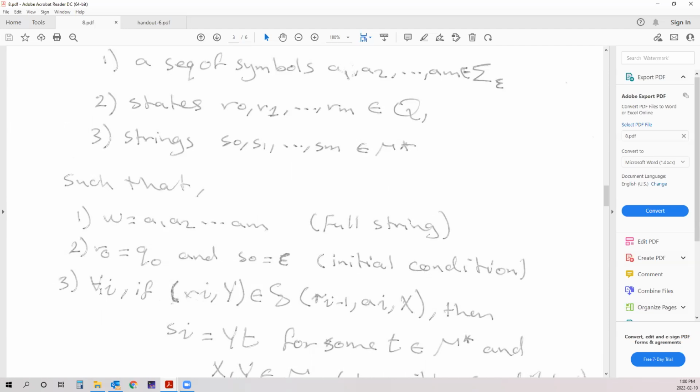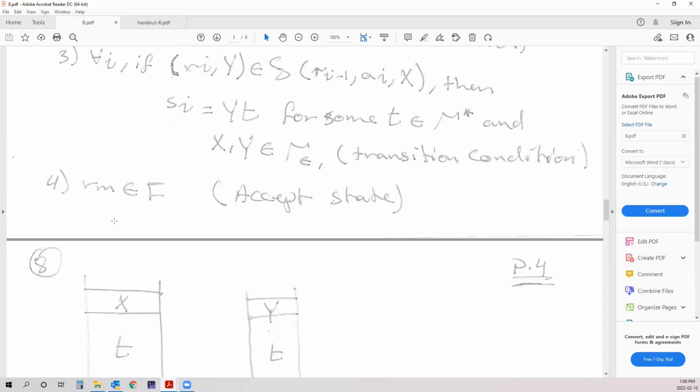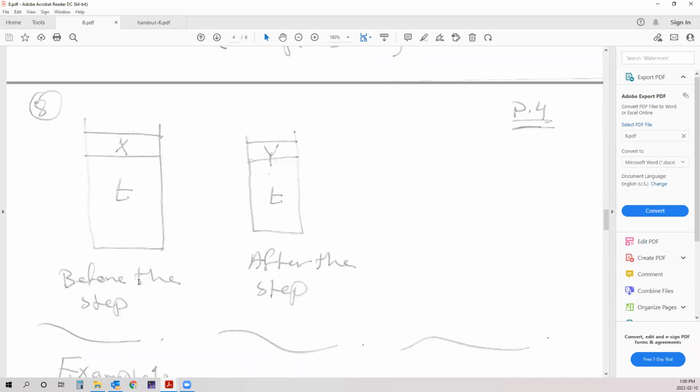For every i, if (r_i, y) belongs to δ(r_{i-1}, a_i, x), then s_i = y t for some t belongs to Γ*, and x belongs to Γ ∪ {ε}. That is the transition condition, how we will do the changes. Then r_m belongs to F, which is the accepted state. So before the step, we have x and t. After the step, we replace x with y, then it will become y and t.